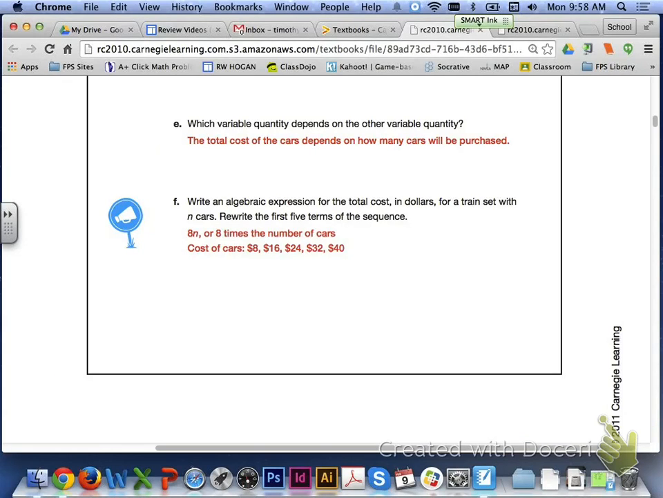For letter E, the total cost of the cars is going to depend on how many cars will be purchased. For letter F, the algebraic expression that we should be looking for is 8n, which is 8 times the number of cars. The cost of the cars then, again, $8, $16, $24, $32, and $40.